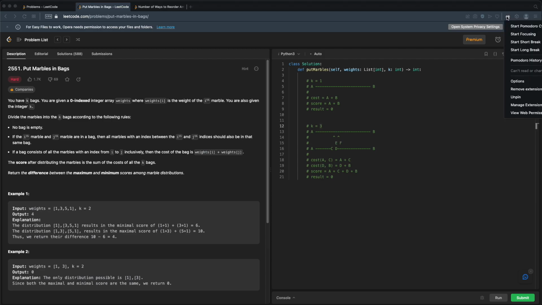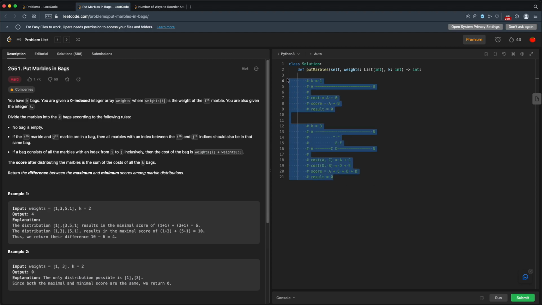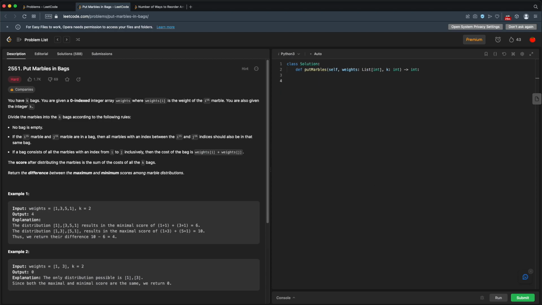Let's put 25 minutes on the Pomodoro timer and get started.